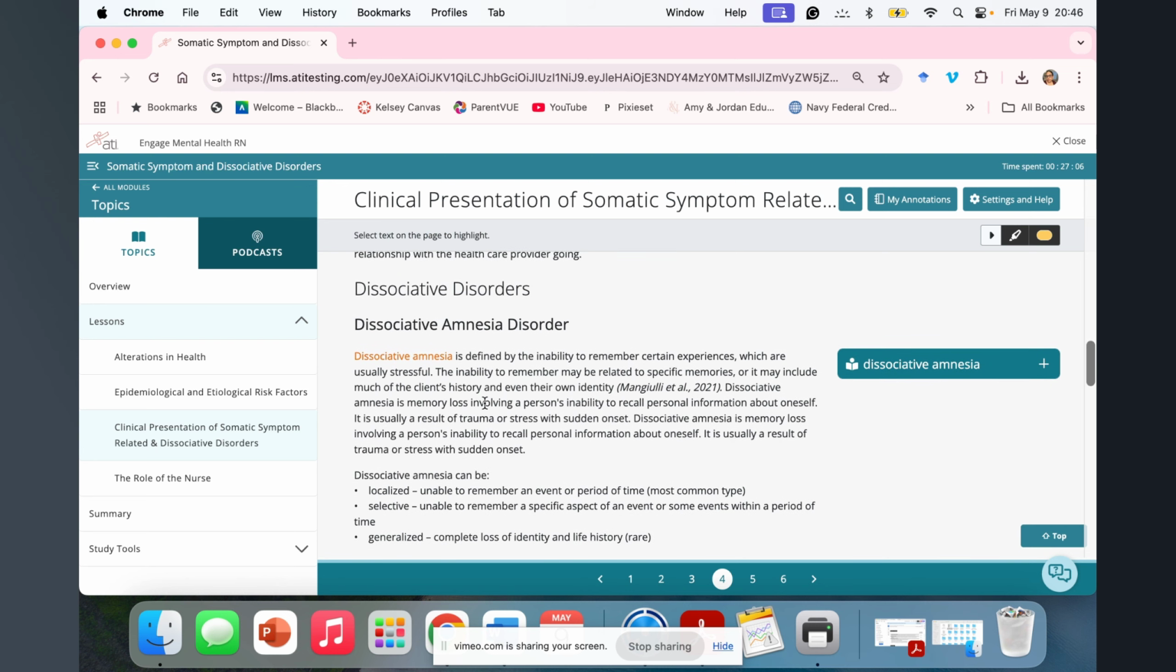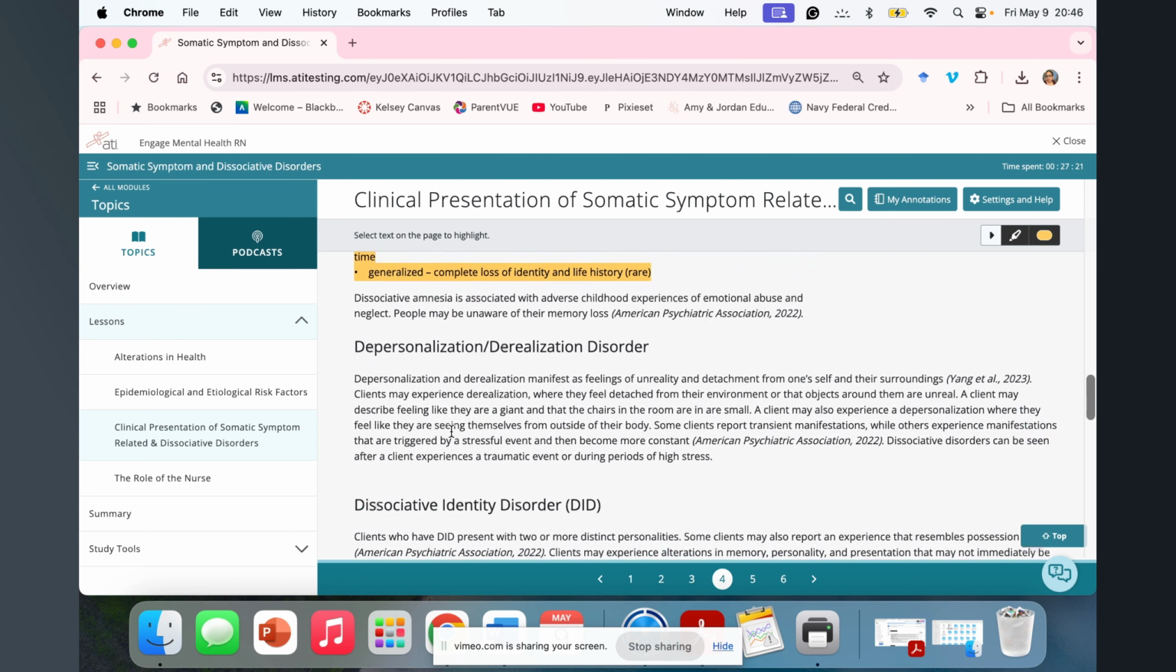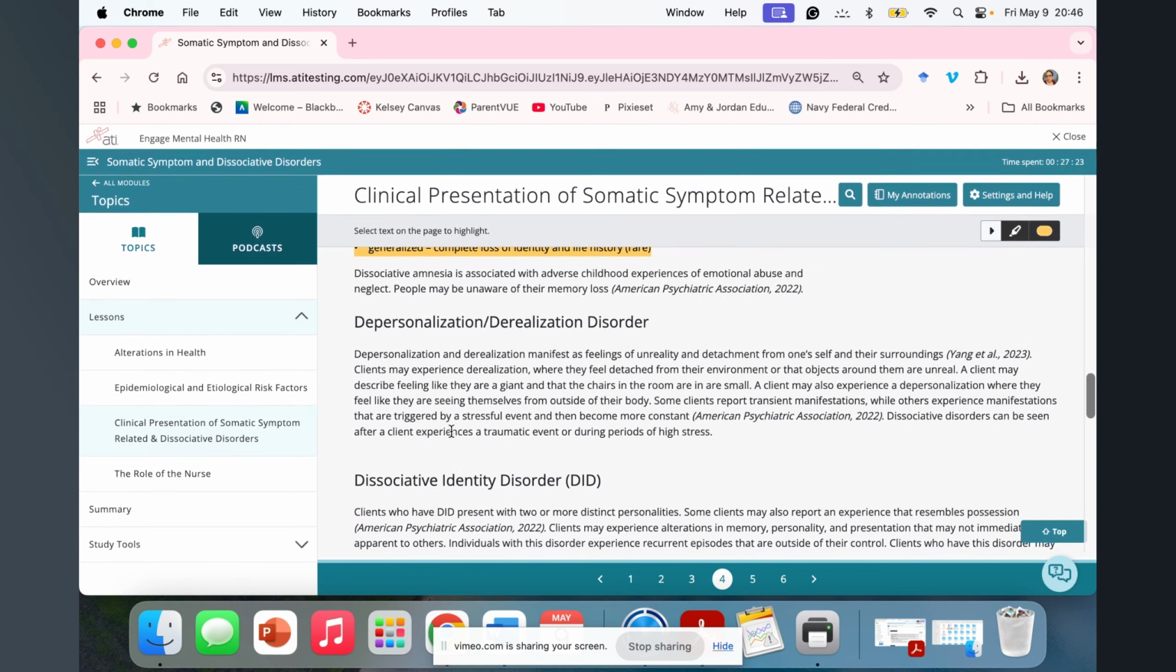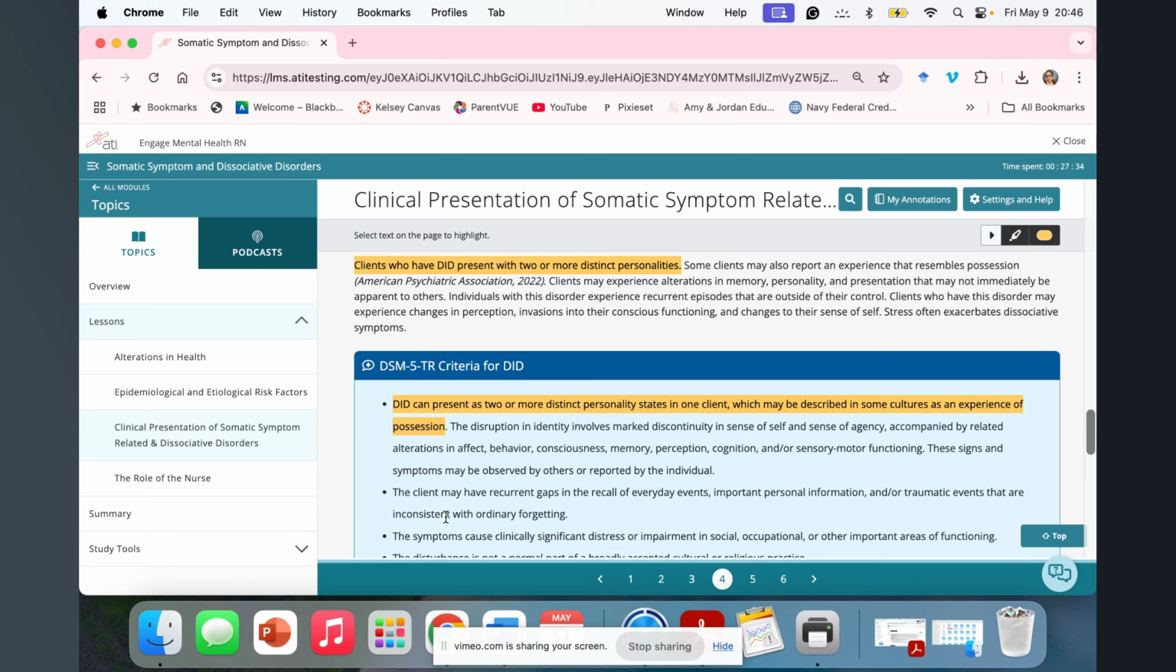When we talk about dissociative amnesia, remember they can't remember certain experiences, so they don't have complete memory loss, they just have little holes in their memory. Okay, and this has just a couple of definitions that you may want to know. And then when we talked about depersonalization, derealization, as a reminder, dissociative identity disorder is two or more personalities. Look up Sybil.